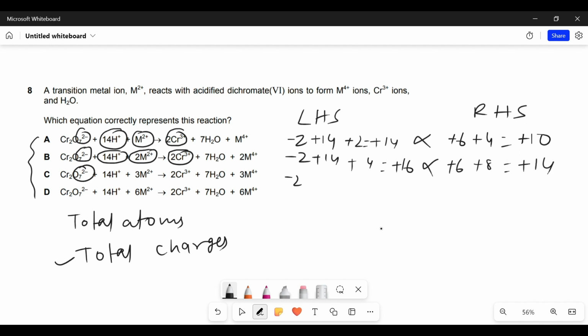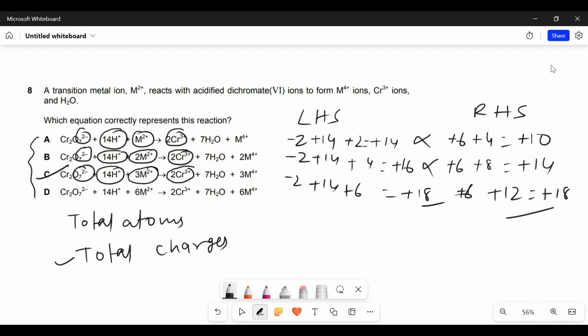Both are not equal. Now let's look at option C. There is 2 negative. There is 14 plus. 3 2s are 6, which comes out to be +18. Let's look at the right hand side. 2 3s are 6. This is neutral. 3 4s are 12, plus 12, which is equal to plus 18. Both are equal. You can check for the last option also. They won't be equal. So option C.